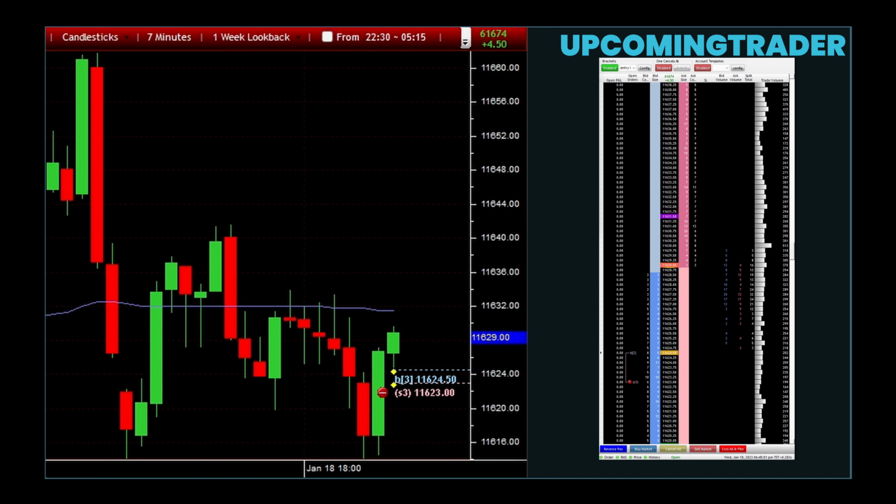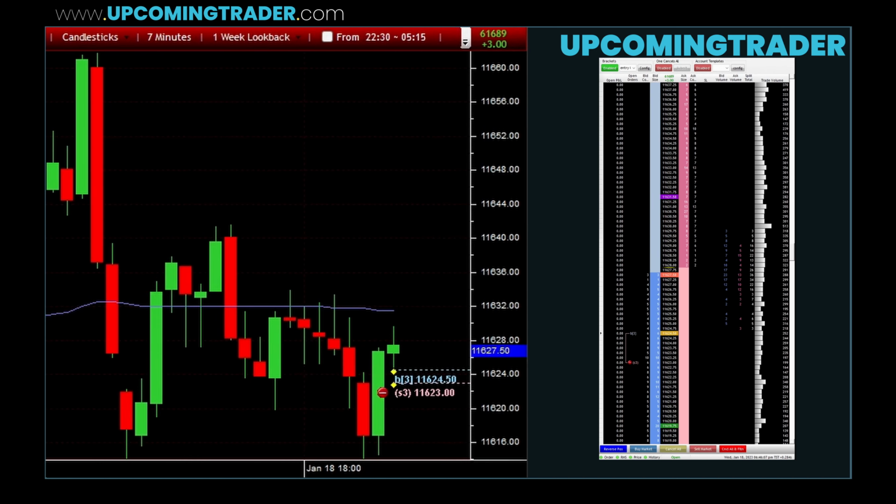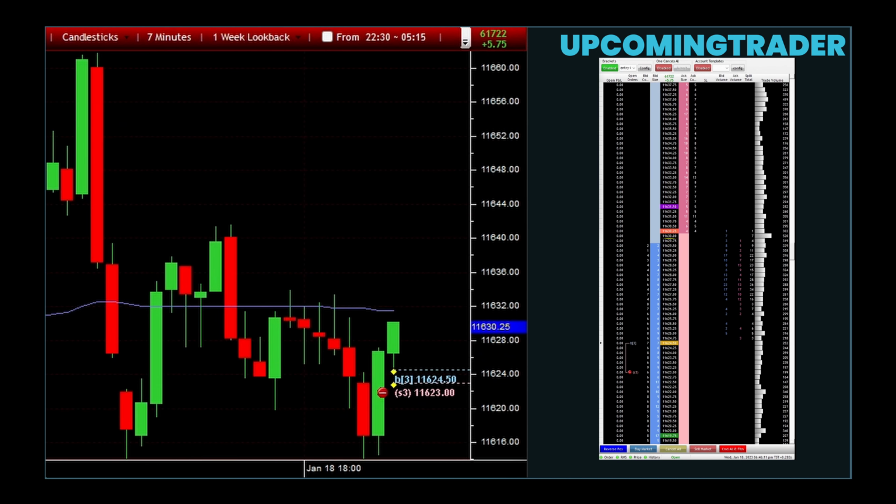Wedge patterns are another type of formation that you can use with the fixed range volume profile. Rising wedges that form near the value area high may indicate a bearish breakout, while falling wedges near the value area low can suggest a bullish breakout. Understanding where these patterns form relative to high volume and low volume areas helps you gauge the strength and likelihood of the breakout. Finally, triangles and flags are also valuable to look for.